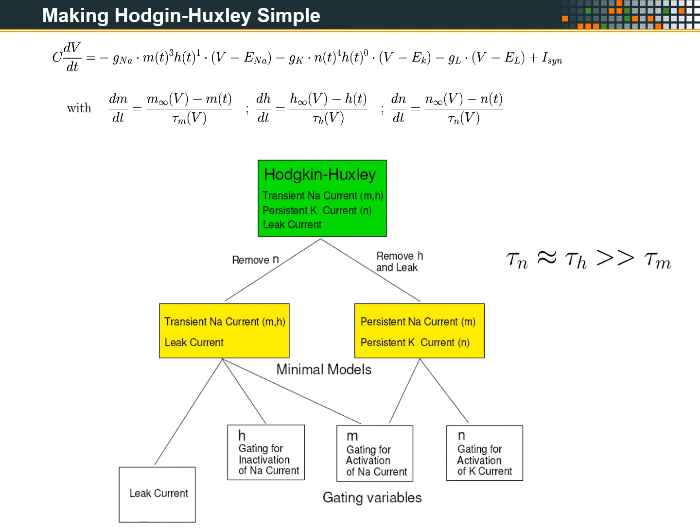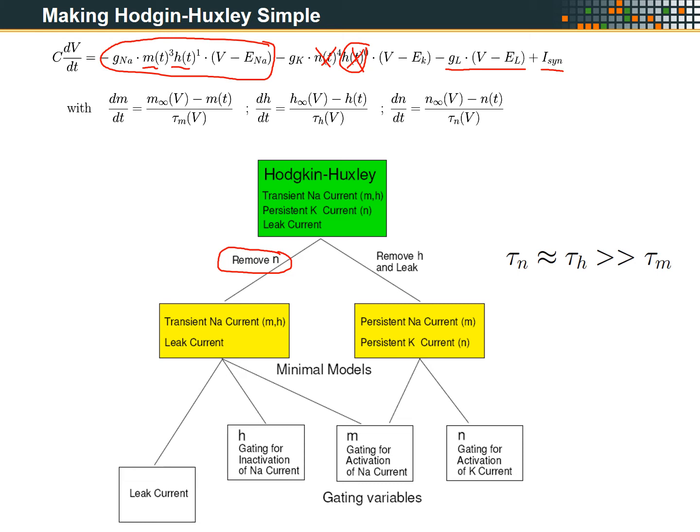This diagram shows you the potential choices that we could have made. On the left hand side you see the first one, that is remove n. If we remove n, then this is gone, and since this is h to the power of 1, this is gone as well, which means we are left with an equation that is composed of the sodium dependence, where we have a product of 2 gating variables, plus the part where we have a leak current and the input into the neuron.